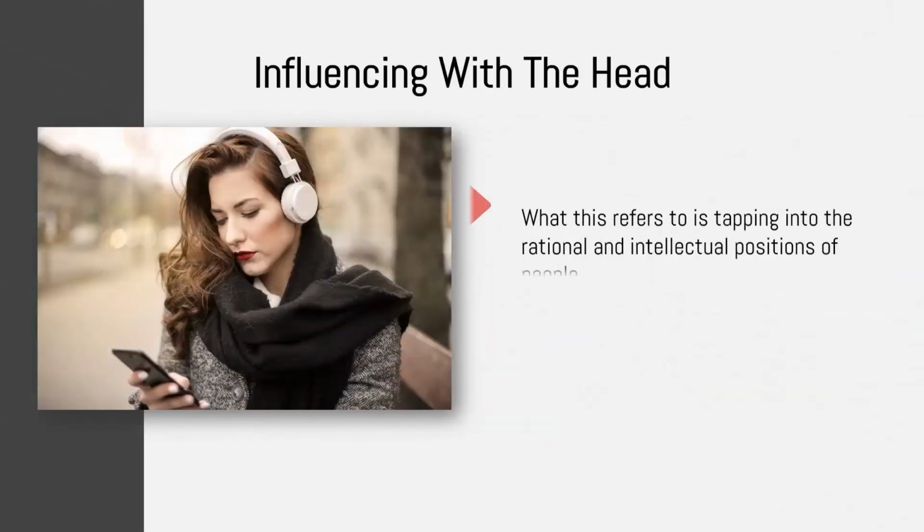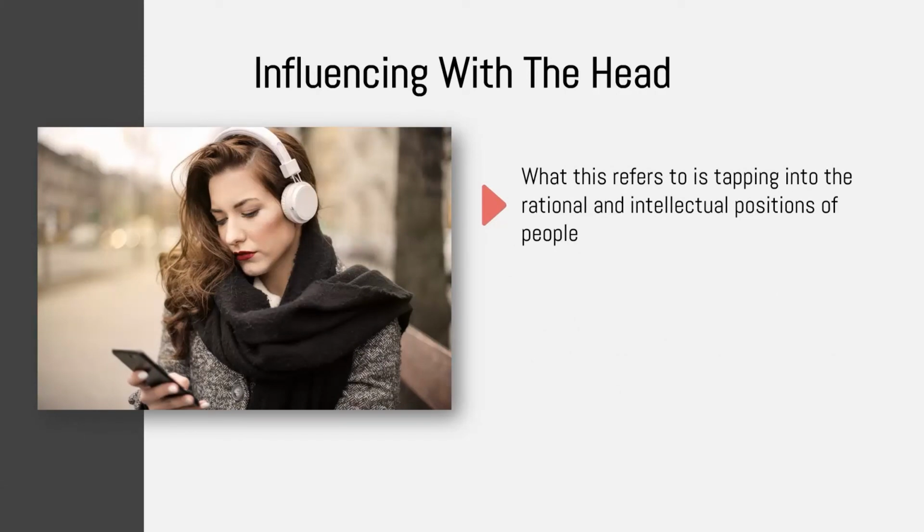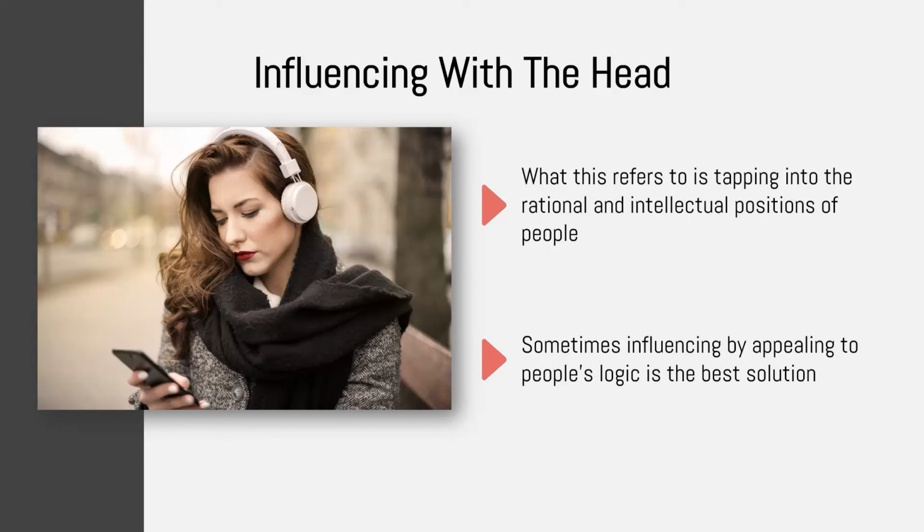Influencing with the head. What this refers to is tapping into the rational and intellectual positions of people. You make your case by discussing the logical choices that people have. How will their actions affect the company, their promotion, keeping their job, etc.? You are making an appeal to their logical minds here. Sometimes influencing by appealing to people's logic is the best solution. This is especially true in business when you want the cooperation of your employees or are seeking interdepartmental cooperation. Even if you use an emotional appeal in your influencing, you can support this with logical facts. Appealing to logic is used by master influencers a great deal.